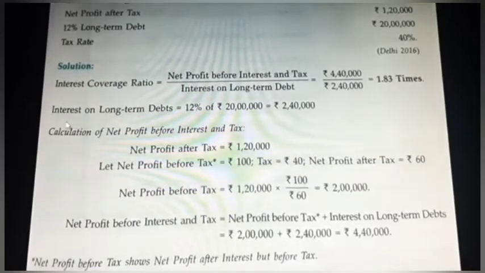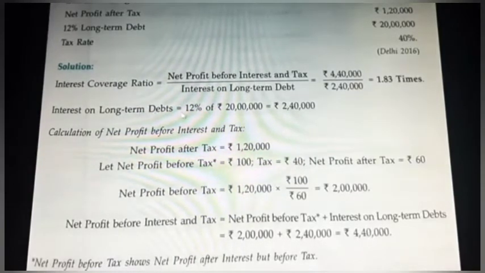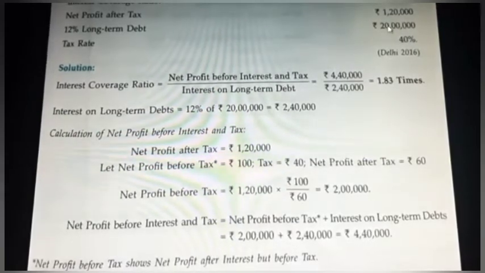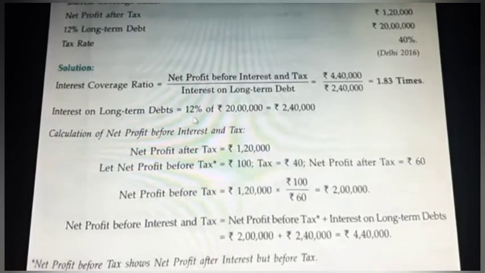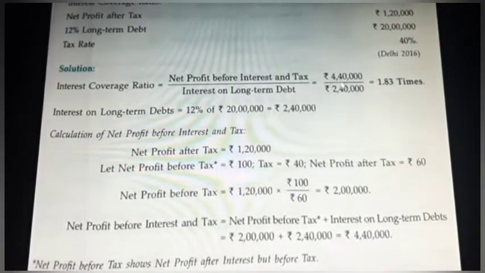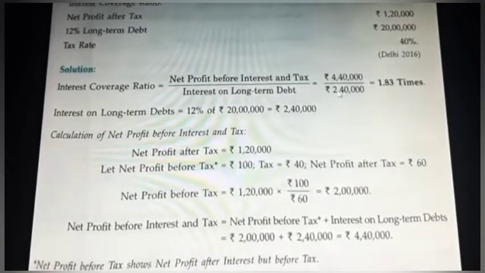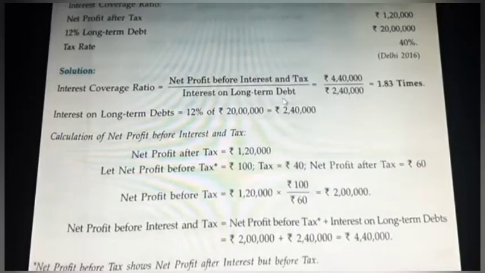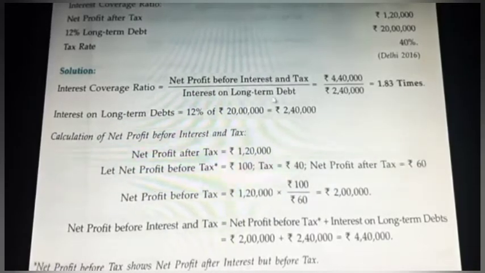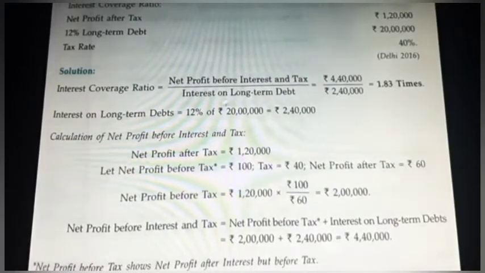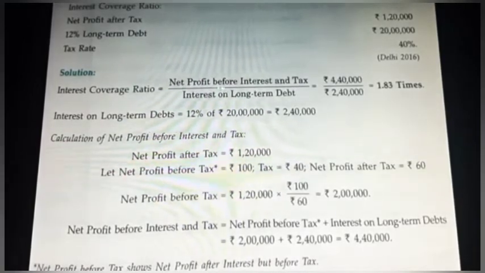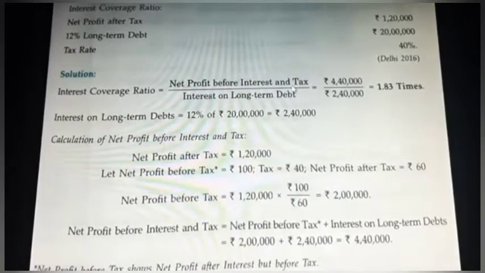So interest on long-term debt is equal to 12% of 20 lakh. 12% of that 20 lakh will give you 2,40,000, that you have to write over here. This is the bottommost part of the formula, that is interest on long-term debt. Next is calculation of net profit before interest and tax.